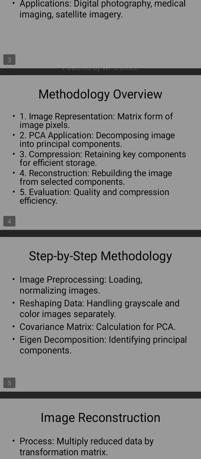The methodology overview begins with image representation, since the image is represented as a matrix of image pixels, and pixels are the data points here. When we apply PCA, it decomposes the image into principal components and projects it onto a new orthogonal axis. The third step is compression, that is retaining key components for efficient storage. The fourth step is reconstruction, that is rebuilding the image from selected components. Evaluation is the final step.